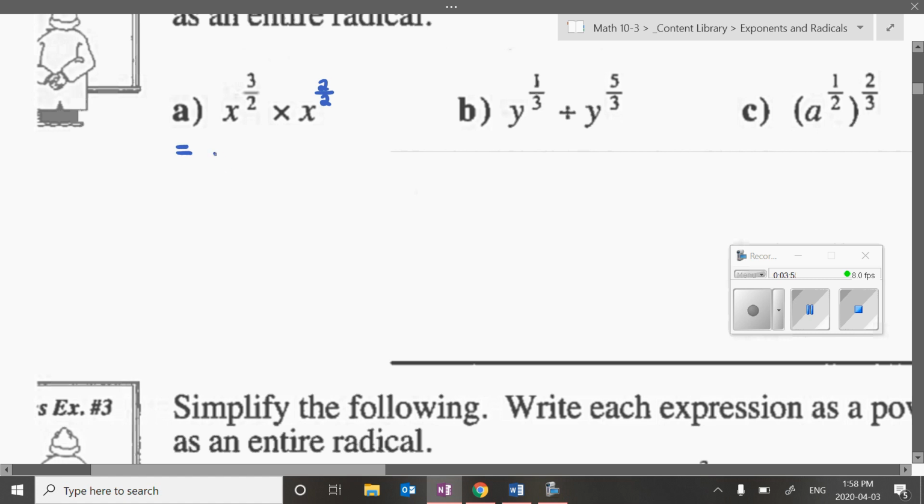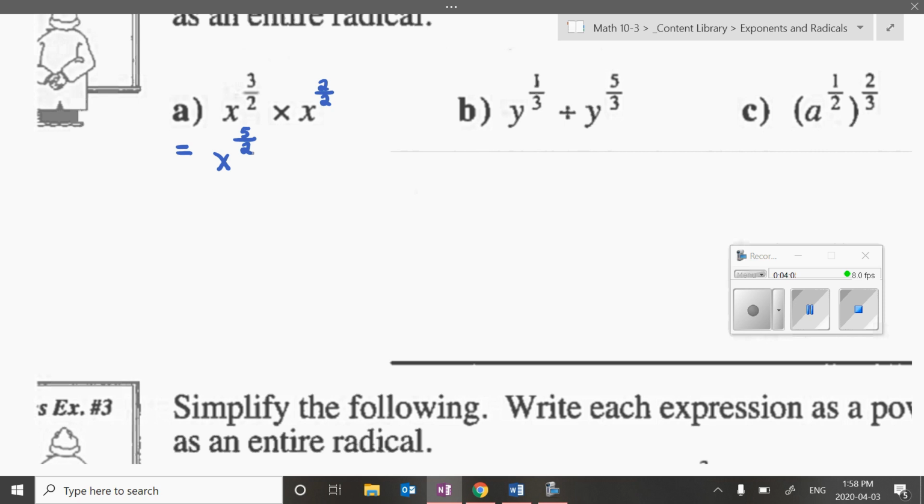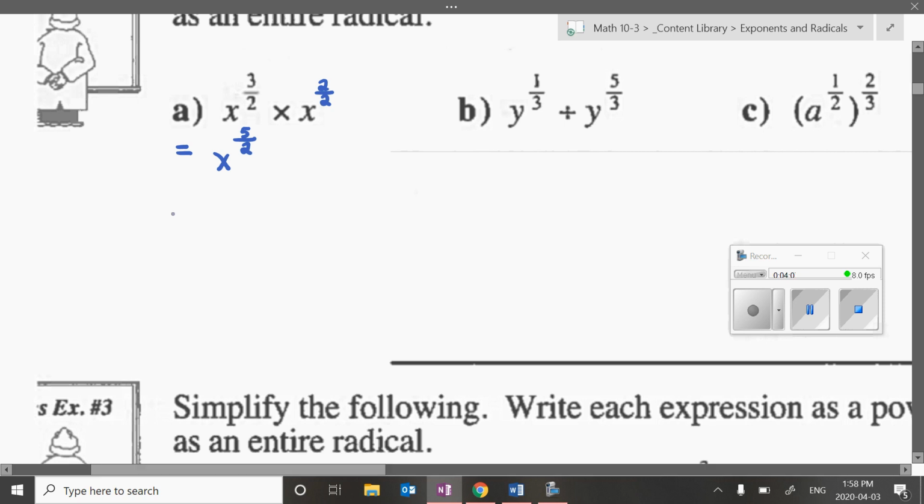Well, now I can add my fractions. 3 plus 2 is 5. We don't add our denominators. So this first step, x to the power of 5/2, is a power with positive exponents. Now as a radical, that's the square root of x to the power of 5. Now remember, if this number is a 2, our index is a 2. You don't have to write that. I could just write the root of x to the power of 5. Both are equally correct.